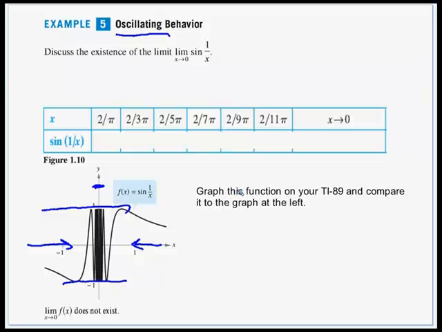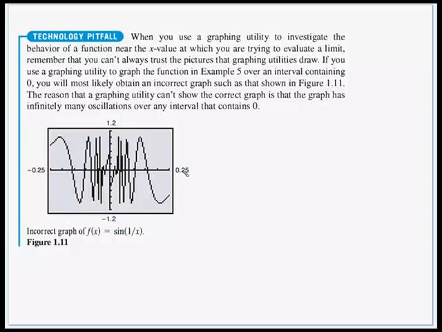Now, this would be a good time to graph this function on the TI-89 and compare it to this graph on the left. We know this is what the graph is going to look like, but what does our TI-89 spit out? It's going to look something like this, really weird in the middle.